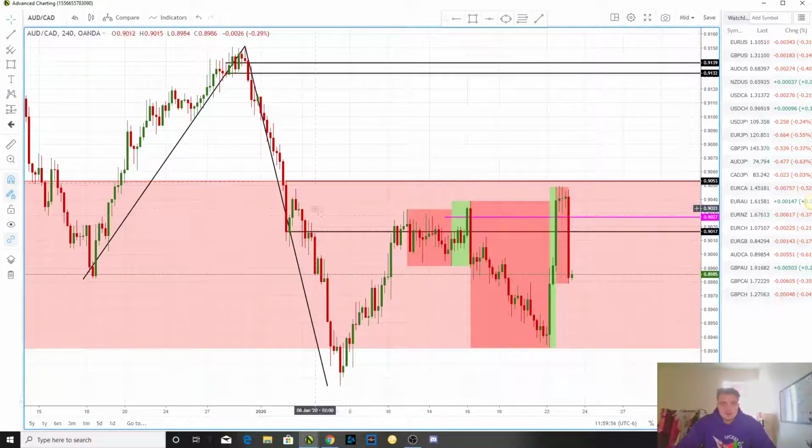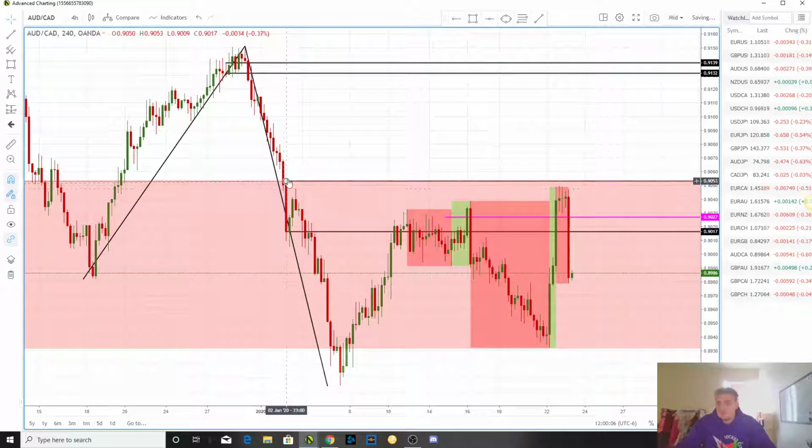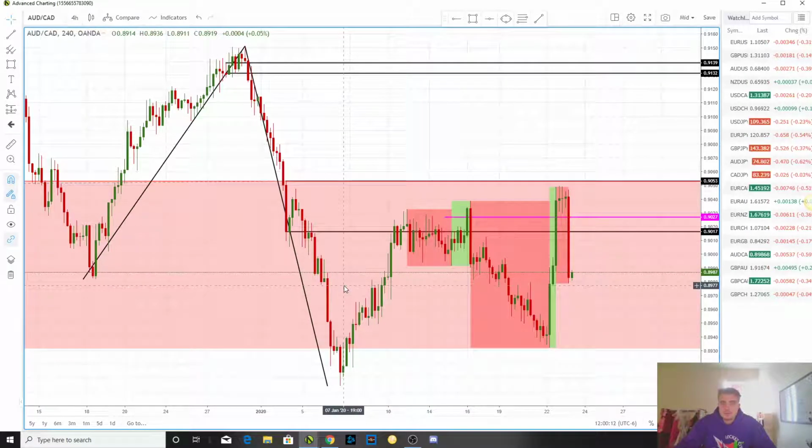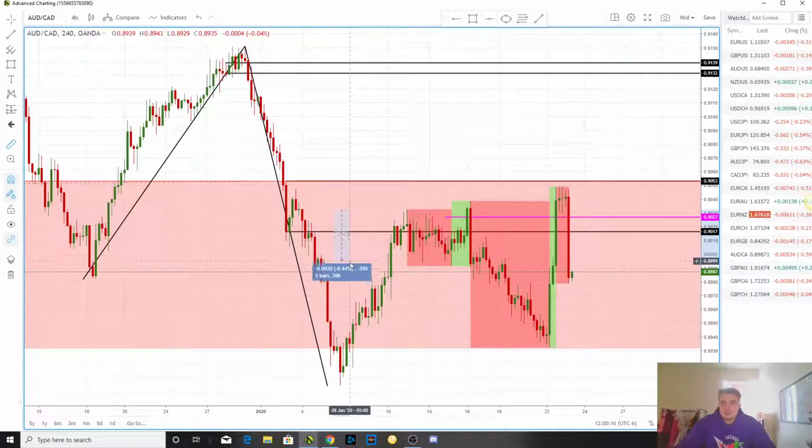Okay, so that would have put us right at this area on the 240. And as you can see, that's the one that worked. So depending on where you put your stop, put your stop above that candle, bam. That's a decent trade. Maybe you've taken profit already. Set it up, like 22.